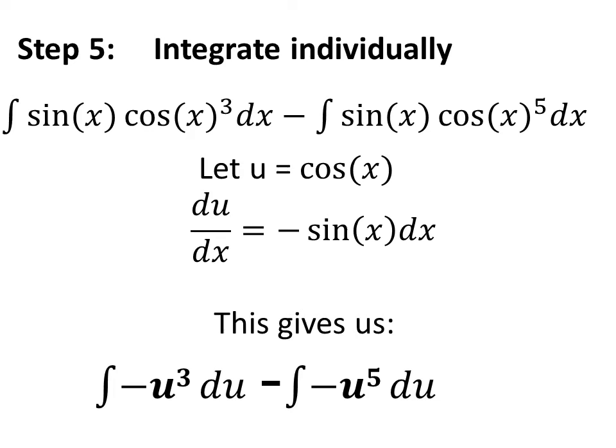Fifth step, we're going to integrate individually. This is important. At this level, you should know about substitution. We're going to substitute cosine x with u. We're going to take the derivative, which yields minus sine x dx, and we're going to substitute in all the cosine x's with u. After doing that, you should see what you have on the bottom there. It's the integral of negative u to the third du minus the integral of negative u to the fifth du.